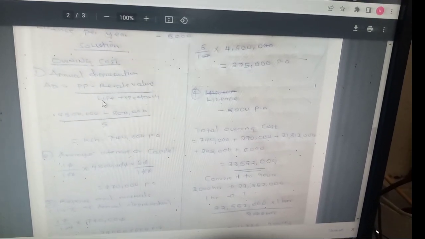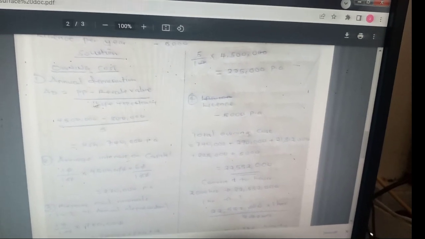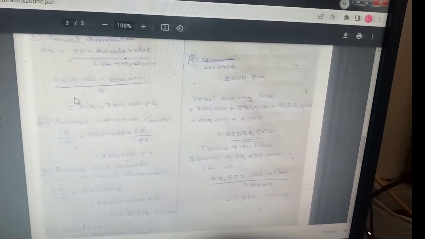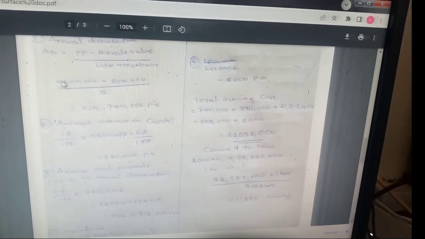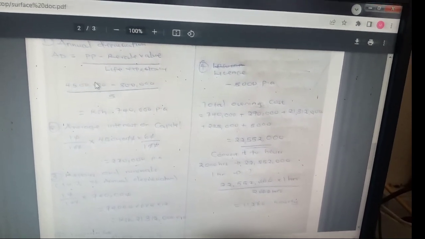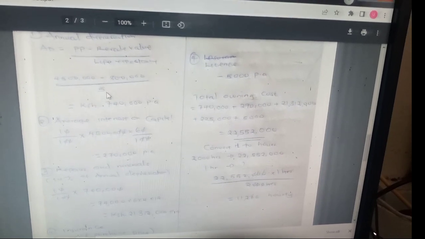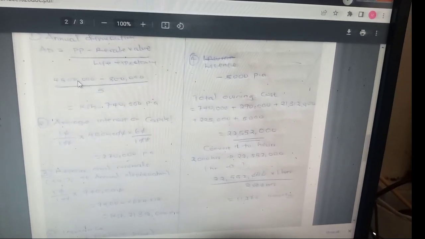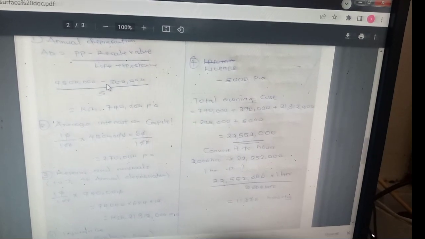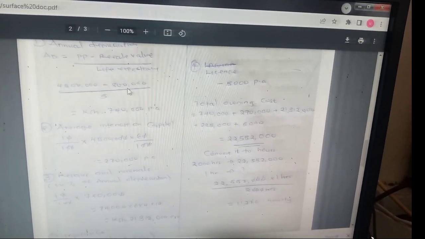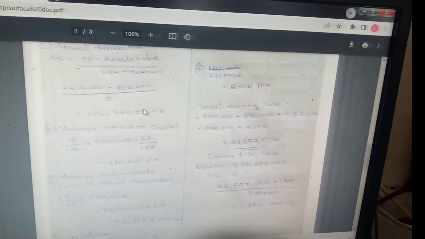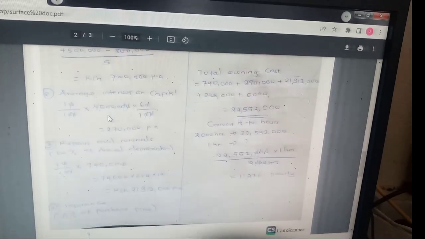Life expectancy is the estimated number of years that the machine will work while it is still in working condition. The purchase price of the machine is 4.5 million, our scrap value or resale value is 800,000, and our life expectancy of the machine is 5 years. So when you calculate 4.5 million minus 800,000 over 5, it will be 740,000 per annum. That is the first owning cost.